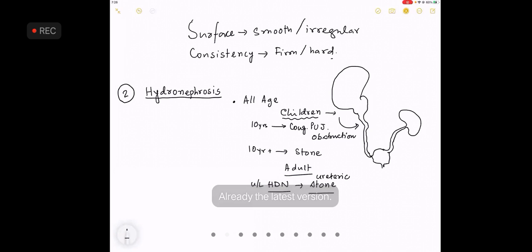Sir, are all these causes of unilateral hydronephrosis? Yes, definitely. Please see your theory notes. I have given detailed notes on unilateral hydronephrosis, bilateral hydronephrosis.